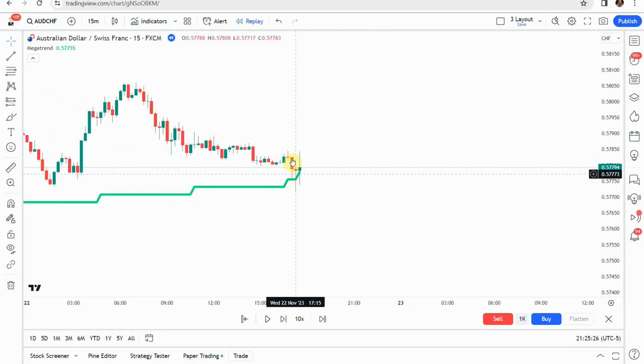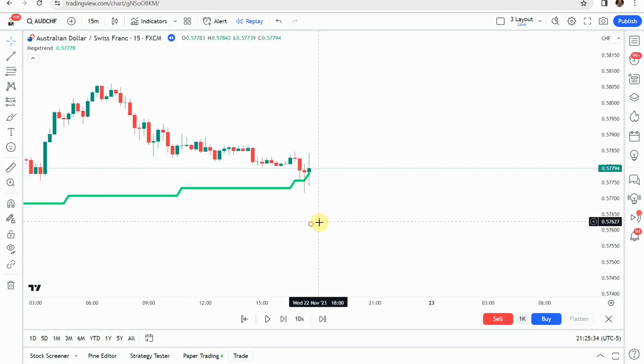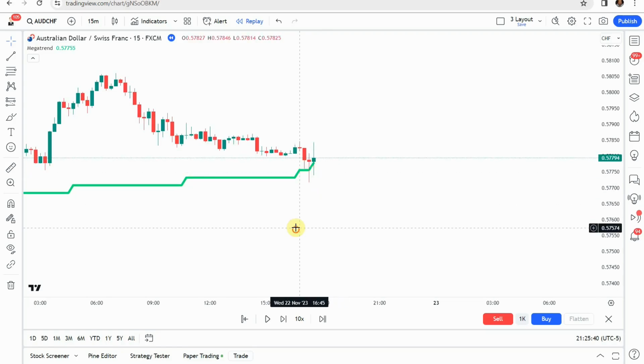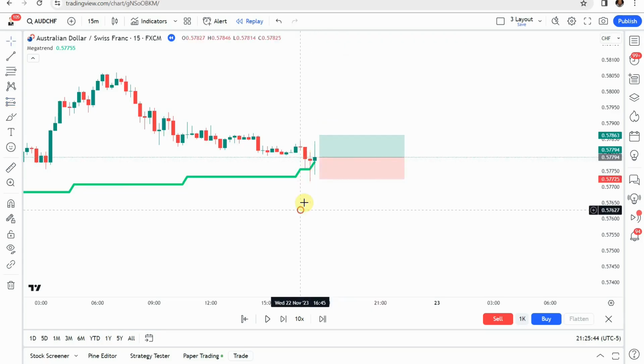This time we get wicks that break down into the line right there. And again, those are going to be valid pullbacks, and we are going to look for the first green bar to then take our long entry. In this case, we get the green bar right there.